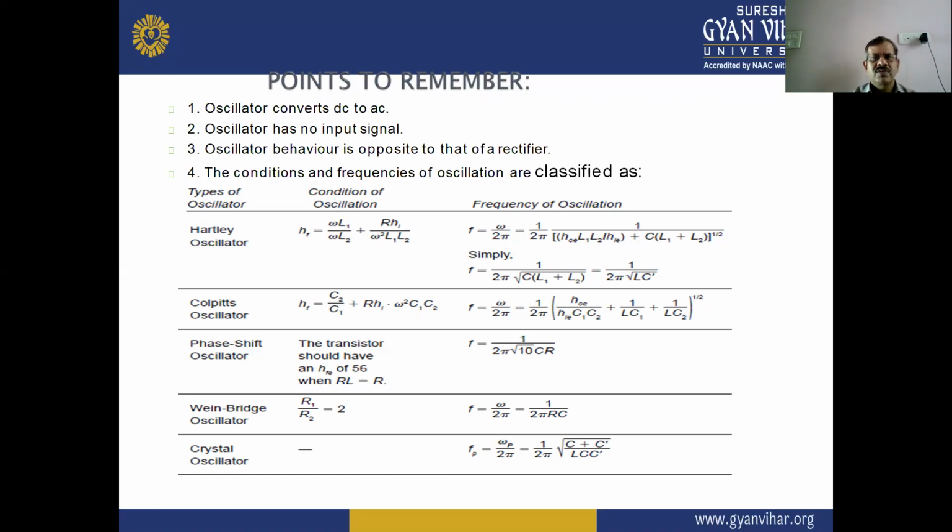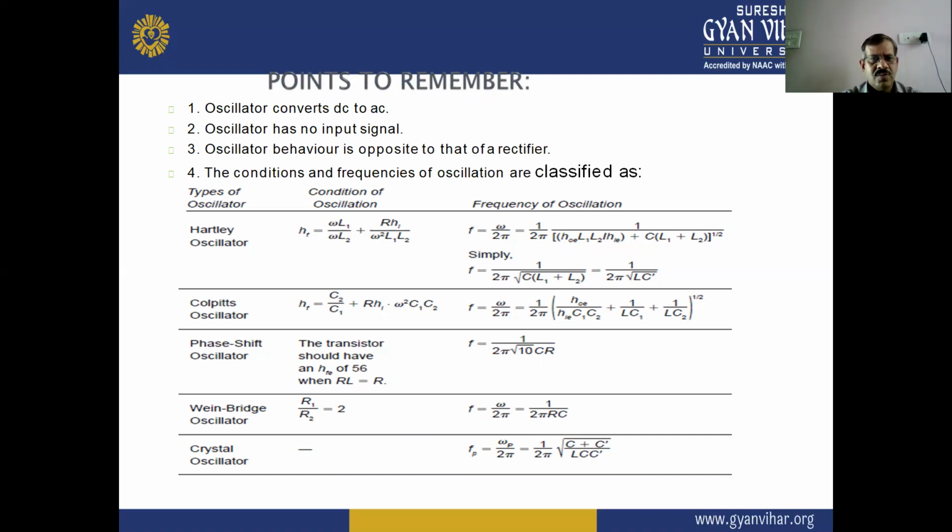The conditions and frequencies of oscillations are classified as follows. Here are the types of oscillators, the conditions for oscillation, and also the frequency of oscillation. The first type of oscillator is the Hartley oscillator. Condition for oscillation: hFE R equal to omega L1 upon omega L2 plus RHI omega square L1 L2. The frequency of oscillation is F equal to 1 upon 2 pi under root LC.